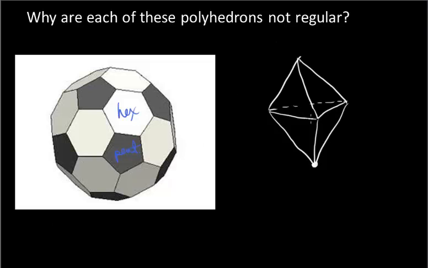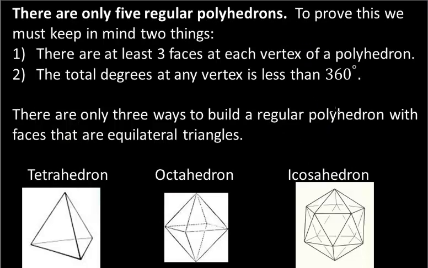Over here, notice that at this vertex, we have 4 edges coming into it, and at this vertex, we only have 3. So 3 edges coming into this vertex, 4 edges coming into this vertex, or 4 faces meeting at that vertex. Therefore, it is not regular. You have 2 parts of the definition of a regular polyhedron. Now, the main purpose of this video is to convince you that there are only 5 regular polyhedrons.